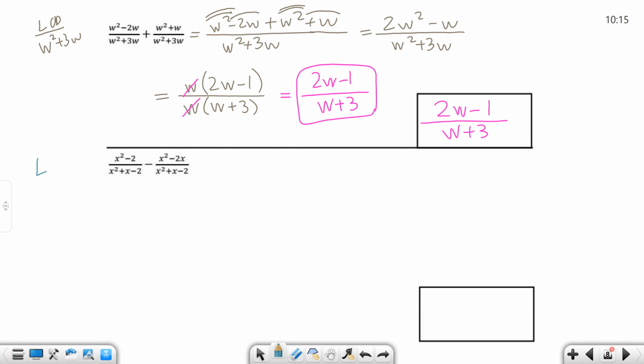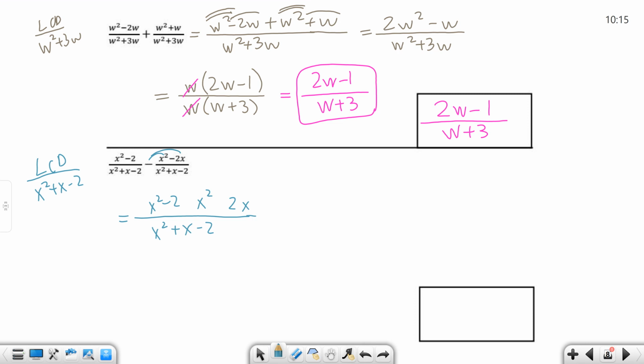All right, so my LCD here is x squared plus x minus 2. So let's come over here and say, okay, I'm going to come down just to give myself a little more room here, equals. This is x squared plus x minus 2. And we have x squared minus 2. The first fraction never changes unless there's something in front of it to change it. Okay? And then here, we take this negative and distribute it. So we have an x squared and a 2x. All right, notice I extended my fraction line out right there just to make sure it was long enough.